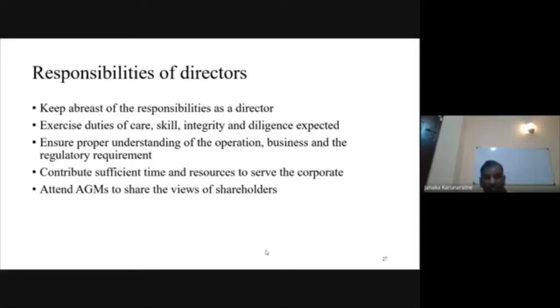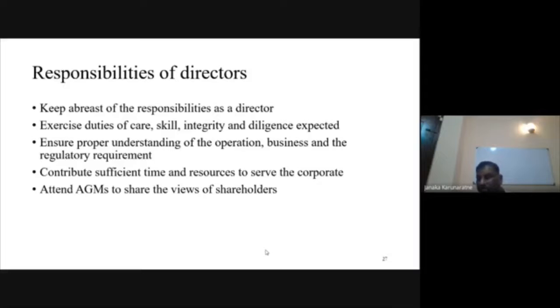Contribute sufficient time and resources to serve the corporate. It's very important as a board member. Sometimes you see that board meetings are conducted over very short periods, because some board members want to go for other business operations or other business meetings. So it's very important that you have sufficient time and resources to spend at the board meeting and serve the corporate. If you don't have that, I think it's better to avoid taking positions on a board.